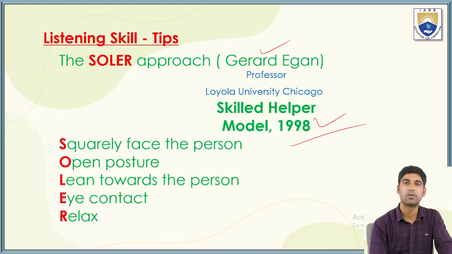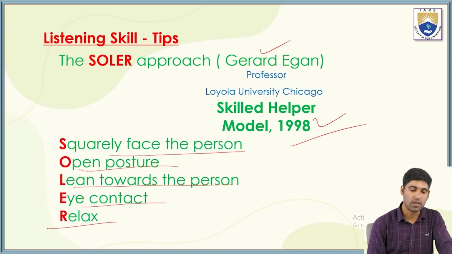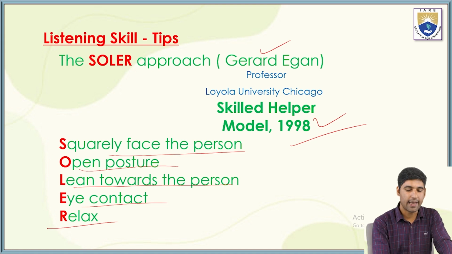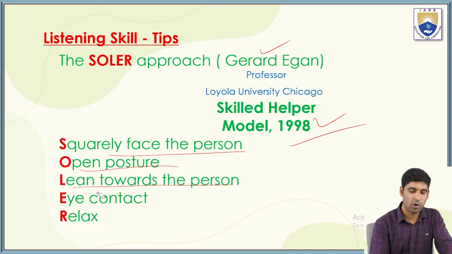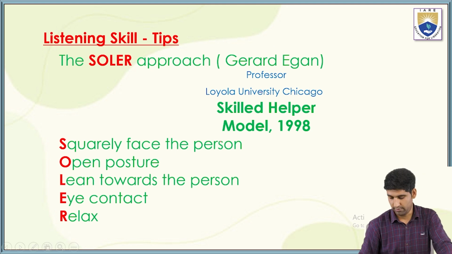He talked about certain points like squarely face the person, open posture, lean towards the person, eye contact, and relax. And this model is popularly known as the SOLER approach. Actually, here S stands for squarely face, squarely position, O for open posture, L for lean towards the person, E for eye contact, and R for relax. These are the important points which a listener should imbibe in himself or herself.